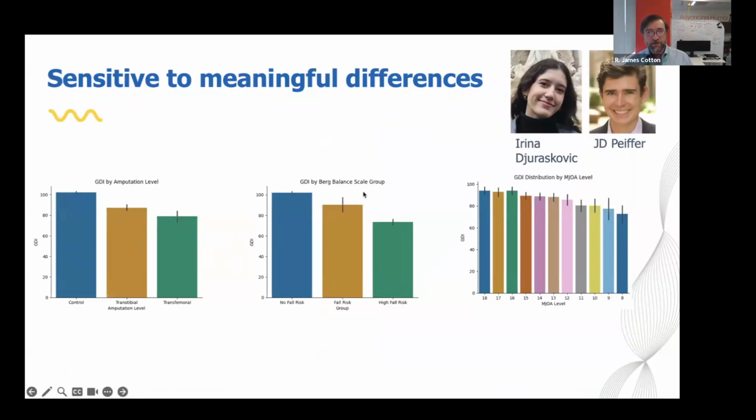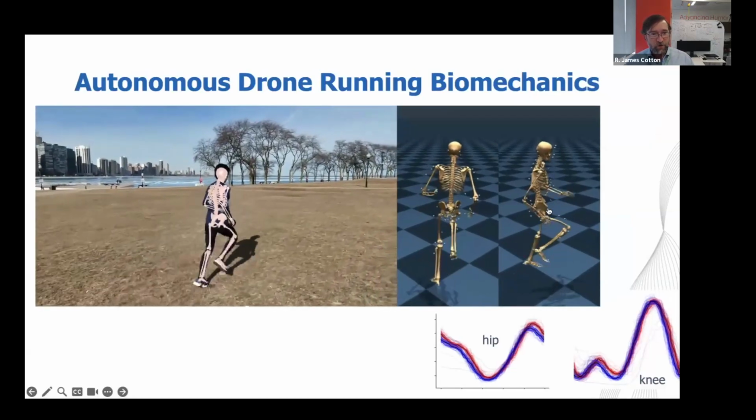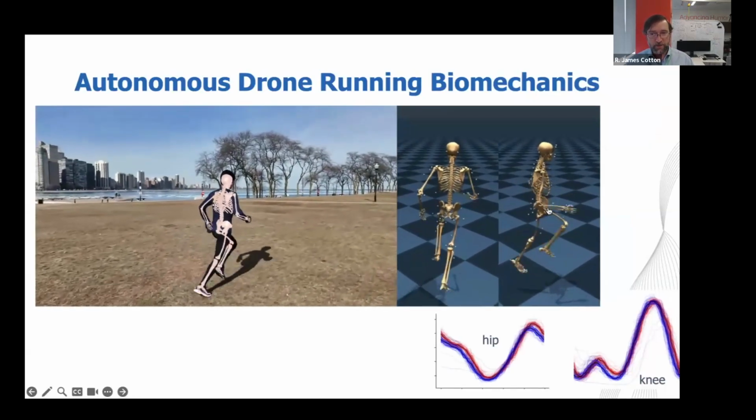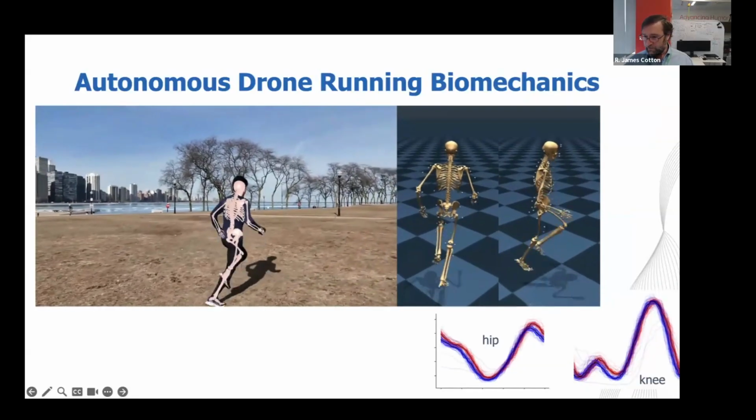If we look at inpatients who had the Berg balance scale performed, which is a measure of stability, we see that it's also stratifying people based on their GDI. And when we go and look at the modified Japanese Orthopedic Association score, which is a self-reported outcome used in cervical myelopathy decompression, or cervical myelopathy in general, we can see it's sensitive to those changes too. And we can even put this on an autonomous drone that's following people, and we can reconstruct biomechanics out in the real world. So that's pretty fun.